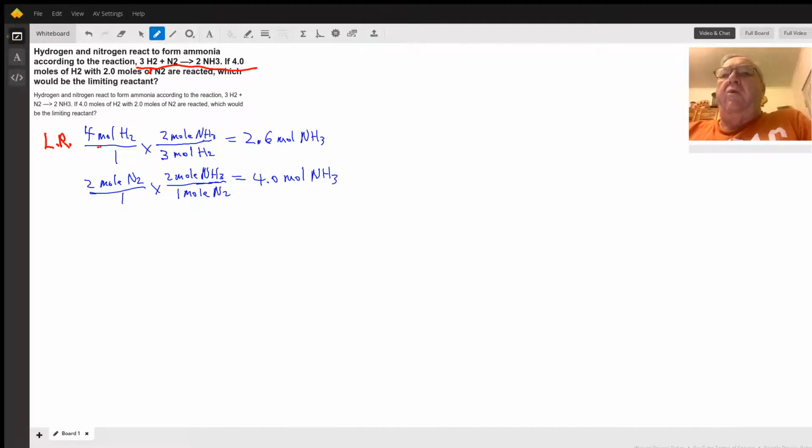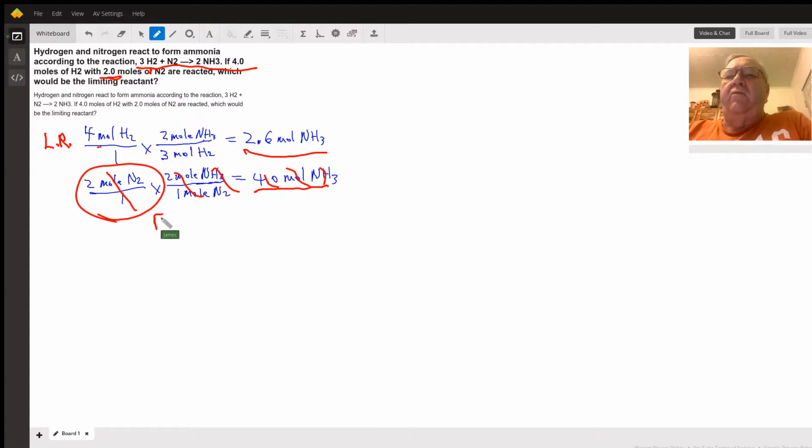And then I take my other reactant, the nitrogen, the 2 moles I have of the nitrogen, I put it over 1, do a mole-mole calculation going from moles of nitrogen to moles of the product. And I see in this case, I would get 4 moles of NH3. Well, I run out when I produce 2.6 moles of NH3. So this nitrogen would be your excess reactant, but hydrogen is our limiting reactant.